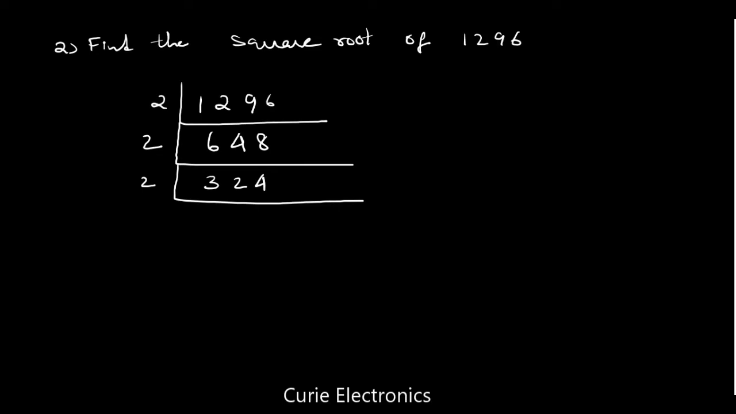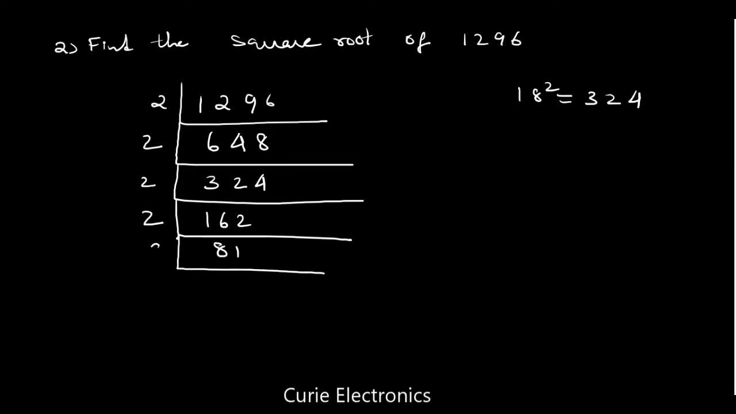Actually, we know that 18 square equals 324. You should have a basic idea about squares. Then it will become very easy. Let's divide once more. 324 divided by 2 is 162. Again we can divide by 2 to get 81. 81, all of us know it is a square: 9 multiplied by 9 gives 81.